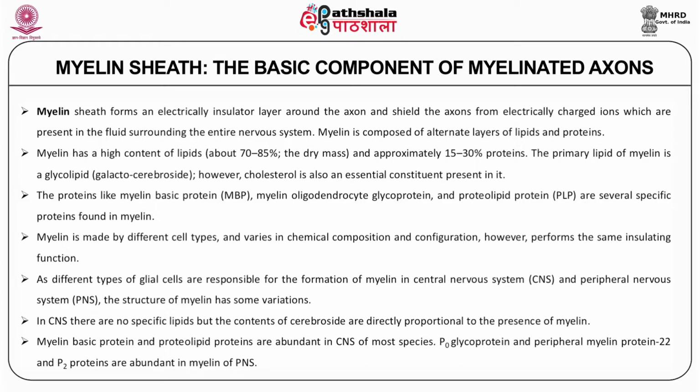Myelin sheath forms an electrically insulated layer around the axon and shields the axon from electrically charged ions which are present in the fluid surrounding the entire nervous system. Myelin is composed of alternate layers of lipids and proteins, and it has a high content of lipids. Approximately 70 to 85% of the dry mass is lipids, and approximately 30 to 50% is proteins.